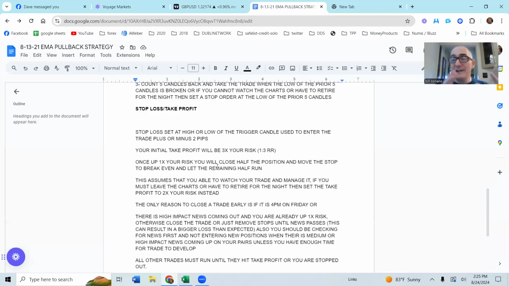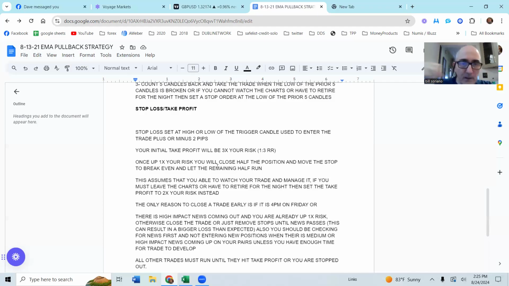Now, if you can't continue watching the trade, you have to go to bed or leave the charts for whatever reason, go run errands, go to work, then you would want to just set it at 2 times your risk, or 20 pips. This way, guys, you're risking just 1% of your account, and you're normally getting anywhere from a 1.5 to 2% return on your winning trades.